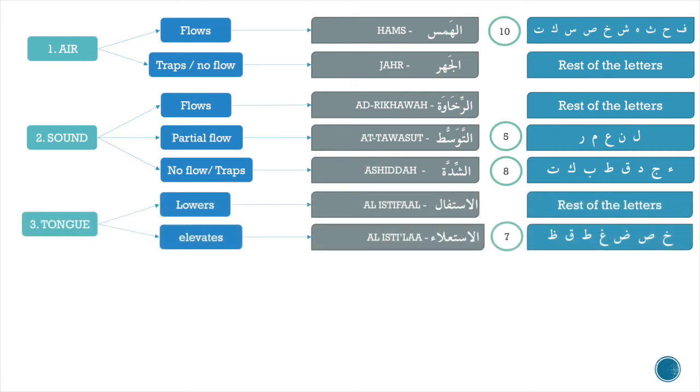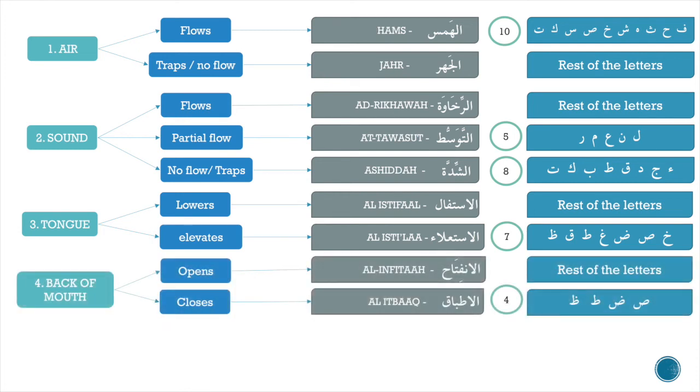The next category we looked at was the tongue, where the tongue is elevated and the tongue is lowered. When the tongue is elevated, we call it al-isti'la, and there are 7 letters, khus, dad, qith, that fall into this category. Where the tongue is lowered, which is known as al-istifal, the rest of the letters fall in this category. We also looked at the back of the mouth, where the back of the mouth is closed and where the back of the mouth is open. When it is closed, we call it al-itbaq, and 4 letters fall in this category: sad, dad, ta and dha. When it is open, which is known as al-infitah, the rest of the letters fall into this category.